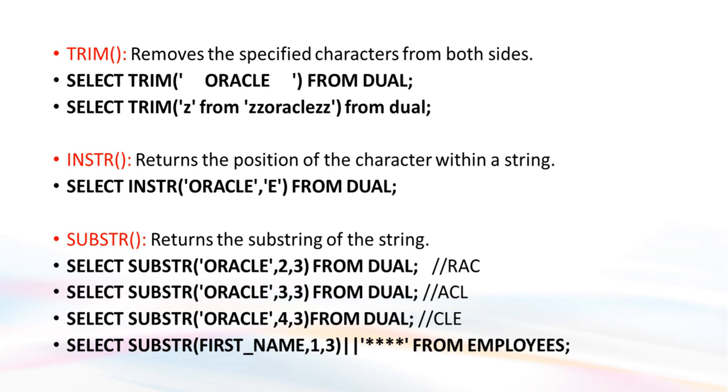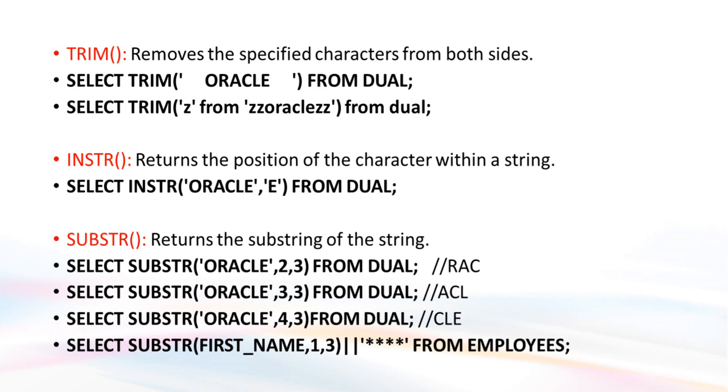And the other one is INSTR. INSTR returns the position of a character within a string. For example, select INSTR of Oracle. So this is a string. When I give one letter here, it tells in which place the letter is. For example, there are 6 letters, and in the sixth place E is present, so it returns 6.